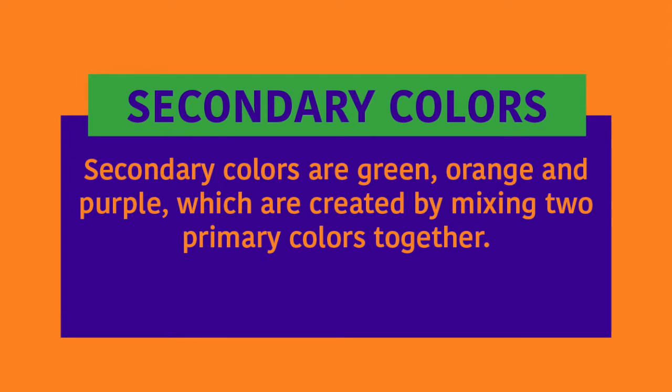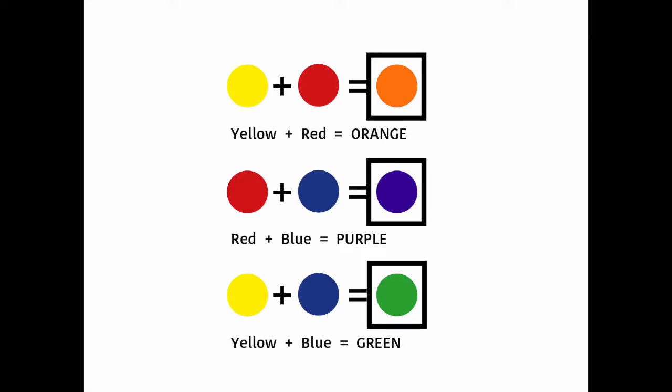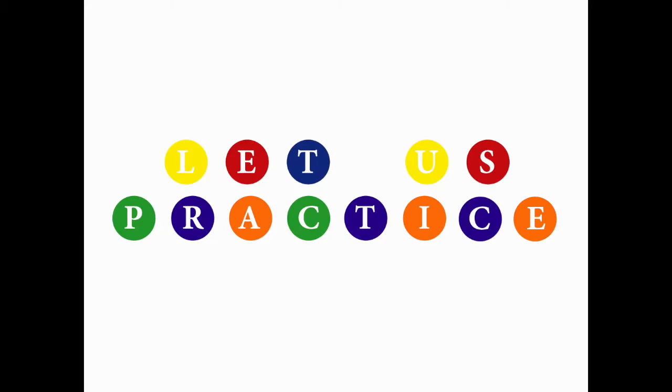The second tier of colors are secondary colors, which are created by mixing two primary colors together. So primarily you'll get orange, violet or purple, and green. So when you mix yellow and red together, it equals orange, red and blue together, it equals purple, and yellow and blue together equals green. Now that we have a better understanding of primary and secondary colors, let's begin our next activity using Google Sketch.